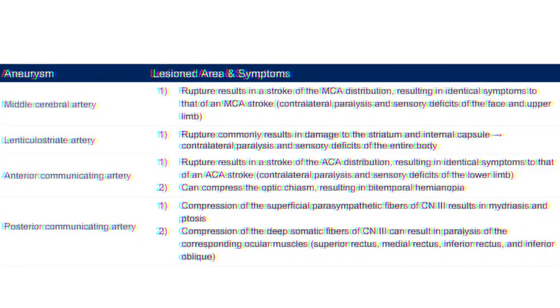This is table 8.5, which provides a list of clinically relevant aneurysms and the associated lesion area and symptoms. From this table, we can see that rupture of an aneurysm in the MCA results in a stroke of the MCA distribution, resulting in identical symptoms to that of an MCA stroke, which is contralateral paralysis and sensory deficits of the face and upper limb.